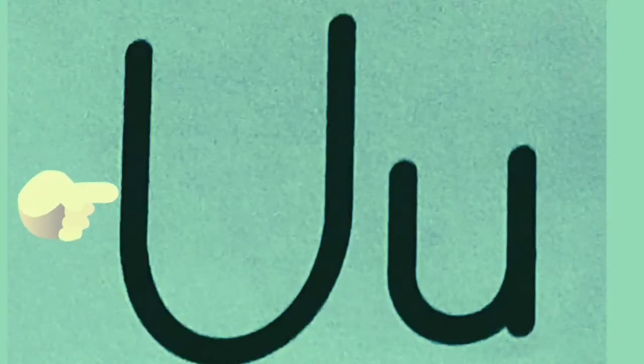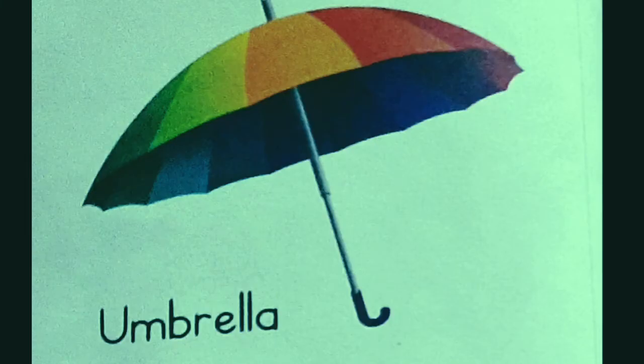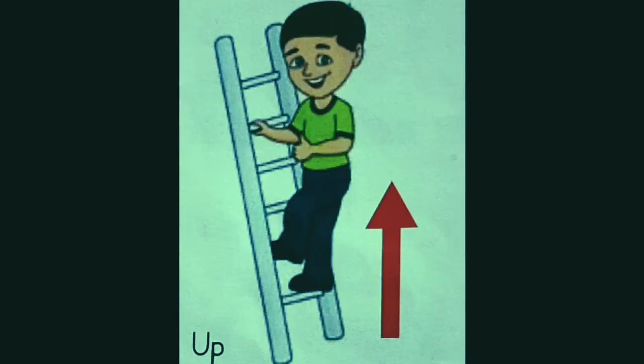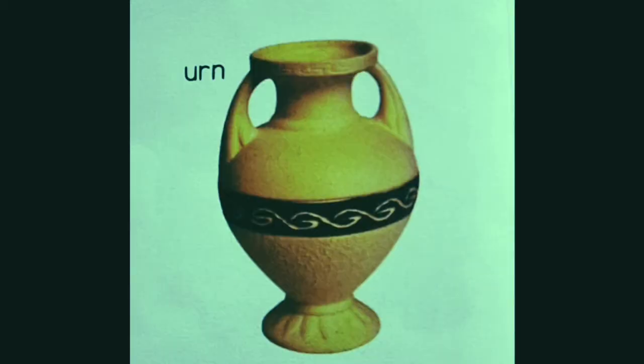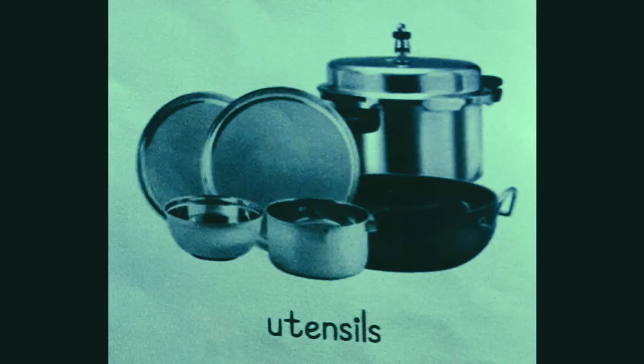Capital U, small u. There are two sounds of U, children. U says a and U says U. U for umbrella. U for up. U for urn. U for UFO. U for utensils.